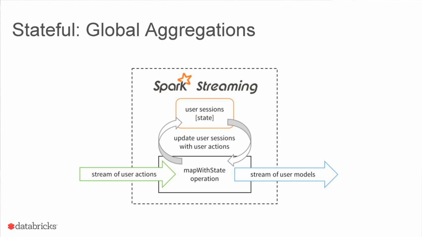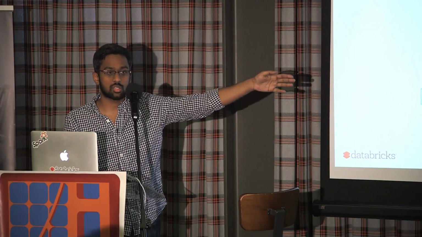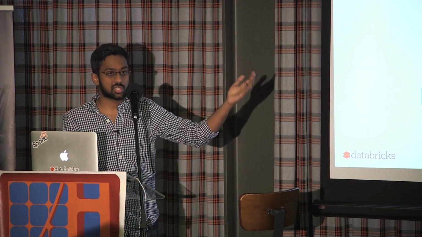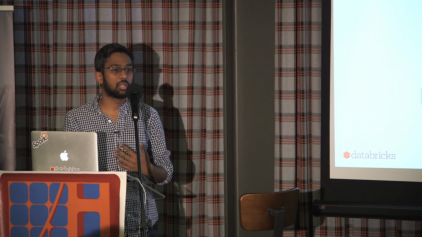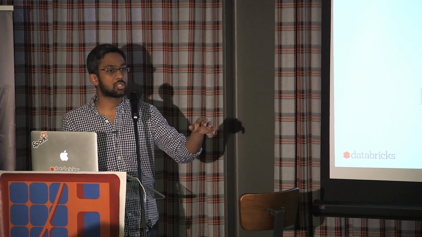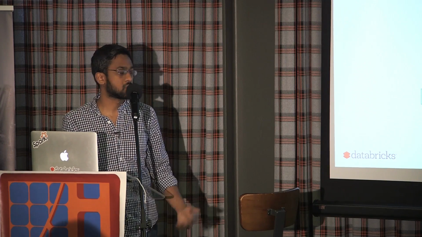This is the example that I talked about where a stream of user actions is coming in. You want to update the user sessions with state and then get a DStream out of it and keep processing it downstream. The processing can be just persisting the state in Cassandra or some other data sink, or it can be further downstream, like pumping it to Kafka for some other downstream process.